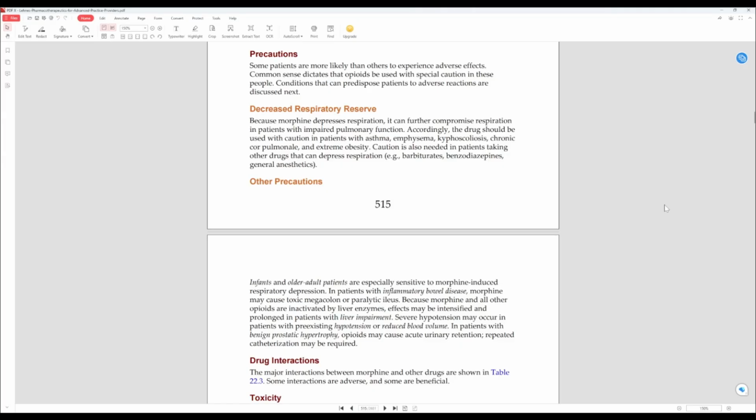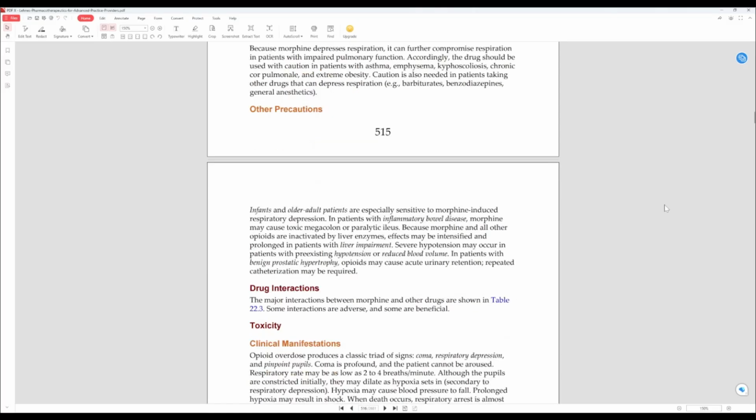So, the first is decreased respiratory reserve. Again, because morphine depresses respiration, it can further compromise respiration in patients with impaired pulmonary function. Accordingly, the drug should be used with caution in patients who have asthma, emphysema, kyphoscoliosis, chronic cor pulmonale, and extreme obesity. Caution is also needed in patients taking other drugs that would depress your respirations. So again, your barbiturates, benzodiazepines, and general anesthetics.